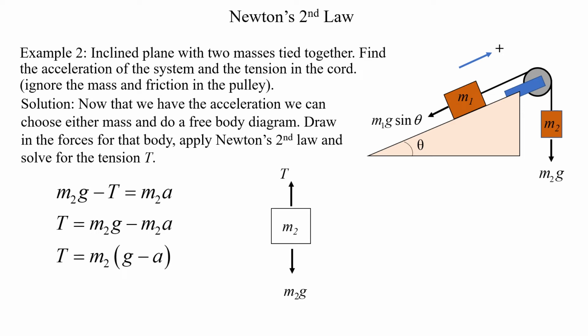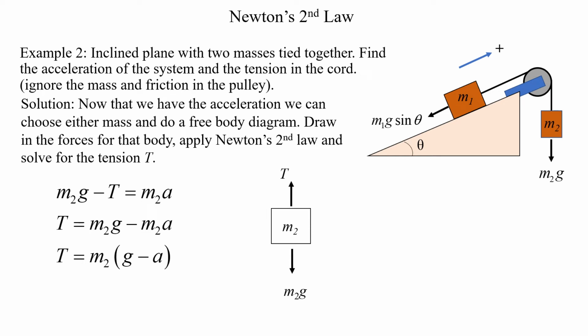Here I've drawn a free body diagram for the block that's hanging off the back. It has the mass M2. The forces acting on M2 are its weight downward, M2g, and the tension pulling up on it. But remember, we chose for our positive direction M1 going up the hill, which meant M2 going down is the positive direction. So in this case, the weight M2g is in the positive direction, and the tension is in the negative direction.